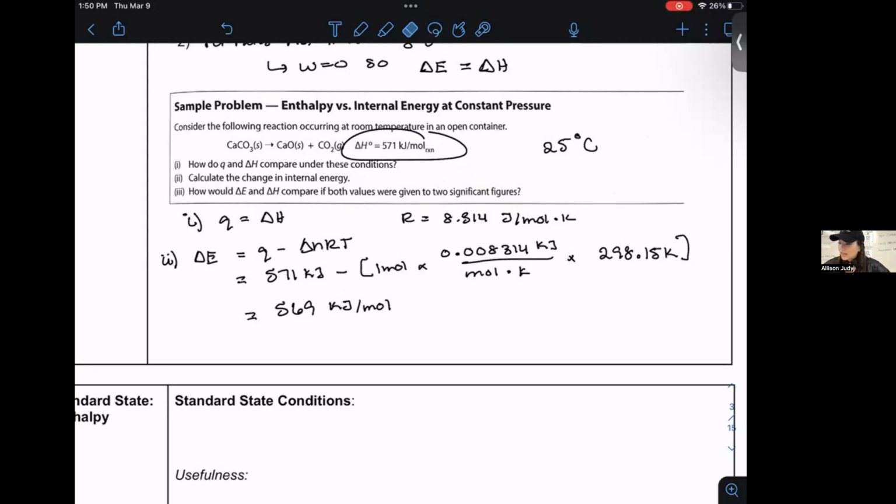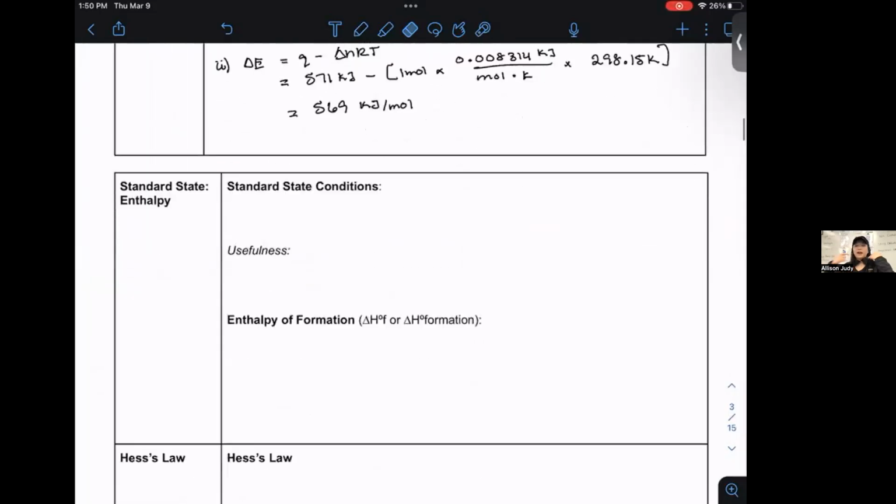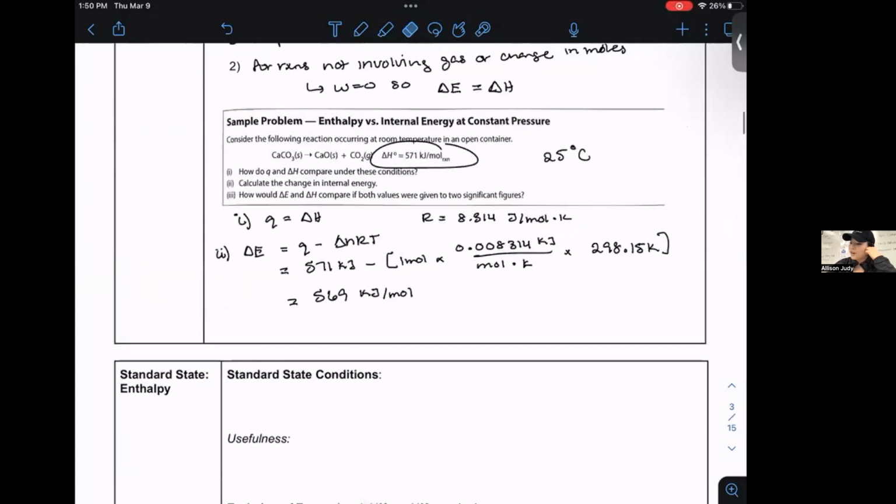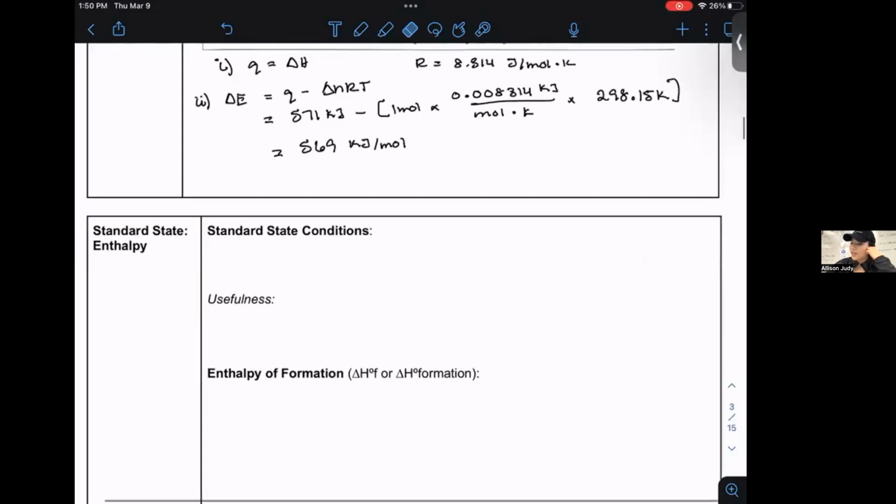I'm sorry. Okay, so let's talk about how we calculate enthalpy now. Oh my God, my hair's caught on my earring. Okay, this is kind of like a different subtopic. We're now moving on from total internal energy to just enthalpy.